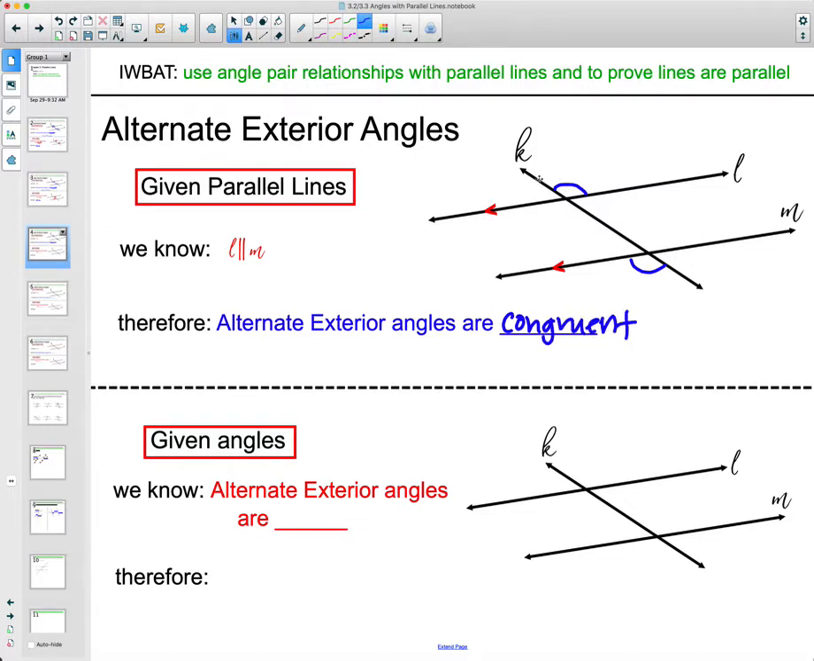So this set, and then also this set. Again, if you don't know whether the lines are parallel or not yet, but you see a diagram that has this angle congruent to this angle, any set of alternate exterior angles equal to one another, then automatically you know that the lines are parallel. So then you can conclude that the lines are parallel.